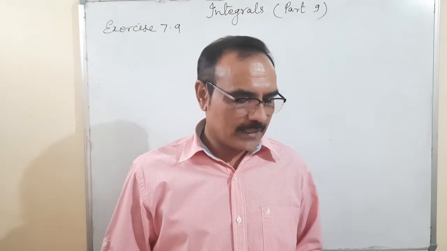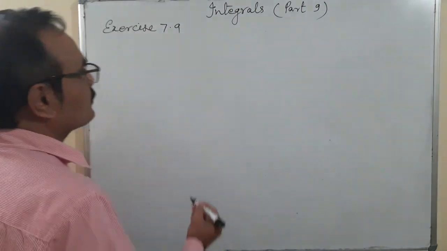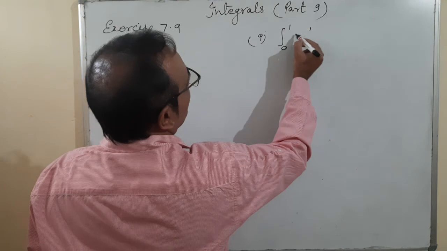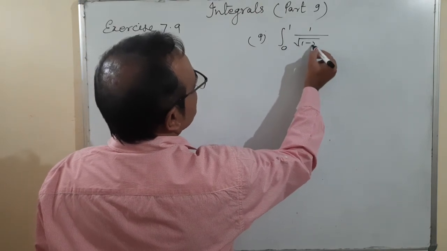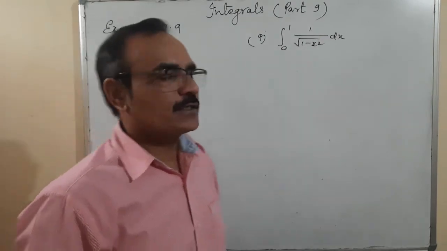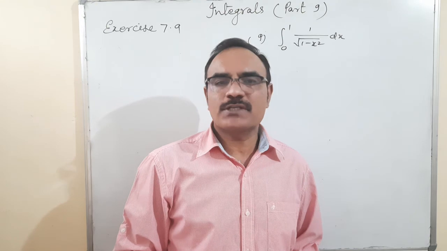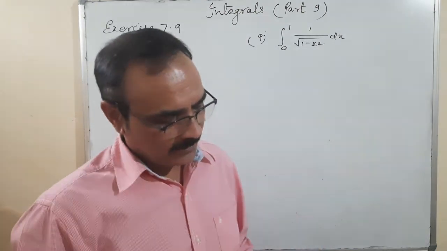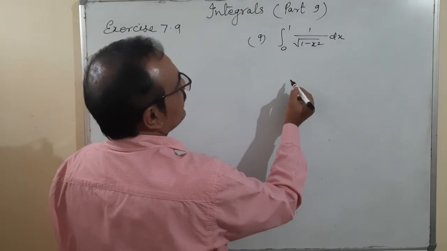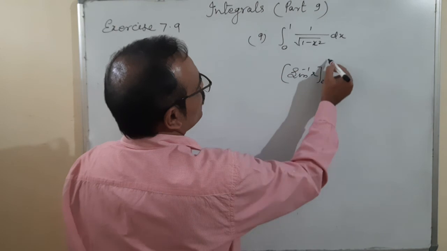Question number 9. Integral from 0 to 1 of dx upon under root 1 minus x square. I hope you have understood what it is. It's the integration of 1 upon under root 1 minus x square, which is sine inverse x. So the integration of that term I can write here as sine inverse x, limit 0 to 1.